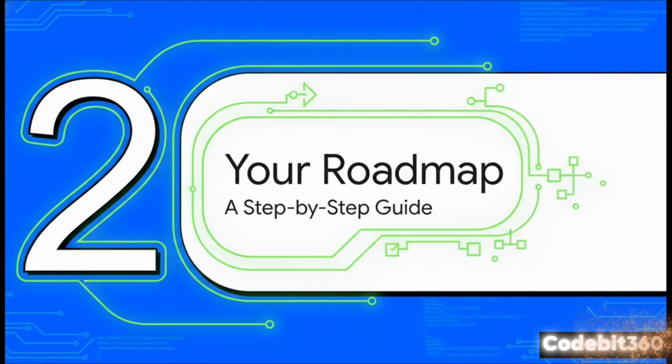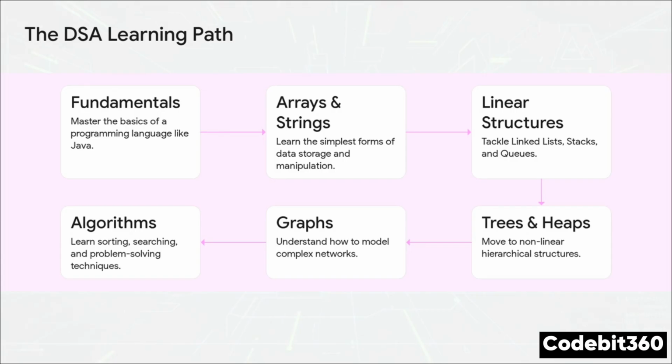All right, here we go. This is the main event, the step-by-step roadmap you've been waiting for. Let's walk through this journey together. So we kick things off with the absolute basics, your programming fundamentals. Can't build a house without a foundation, right? From there, we jump into arrays and strings, your first real data structures. Then we'll get into the linear stuff like linked lists, stacks, and queues. After that, we level up to trees and graphs, which is where things get really interesting. And finally, we'll cap it all off with some powerful advanced algorithms.